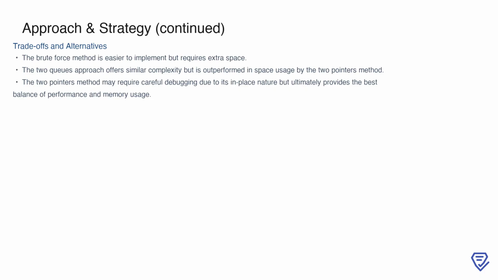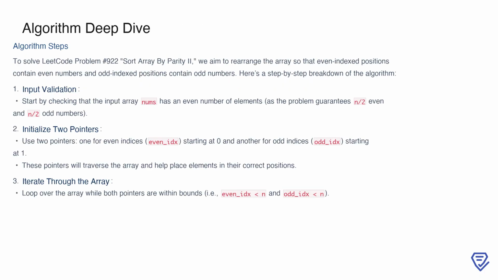To solve problem number 922, Sort Array By Parity 2, we need to rearrange the given array so that every even indexed position contains an even number, and every odd indexed position contains an odd number. We start by validating the input to ensure the array has an even number of elements, as guaranteed by the problem.